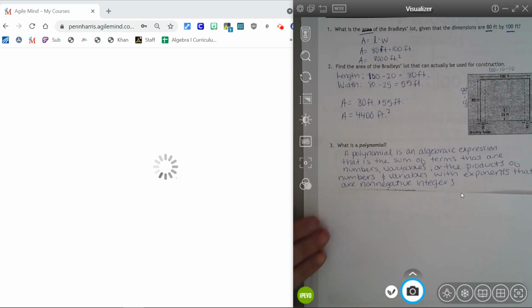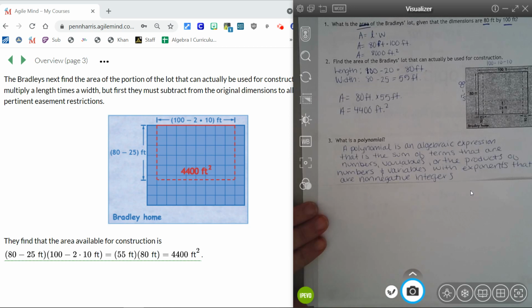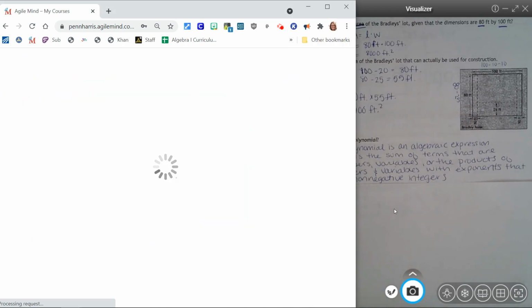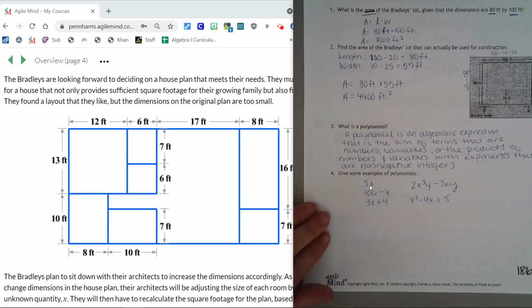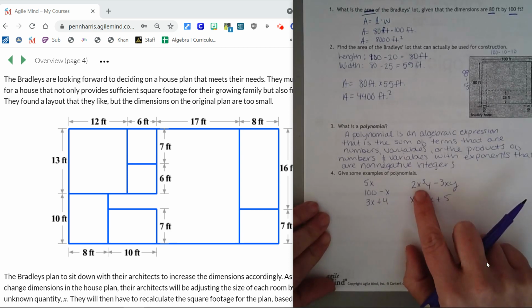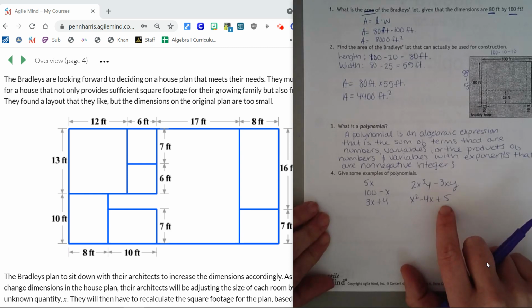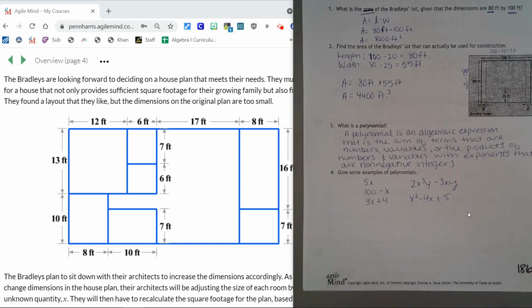Well, with that, guys, it's a lot of words here. A polynomial is an algebraic expression that is the sum of terms that are numbers, variables, or the products of numbers and variables with exponents that are not negative integers. Now, for all of that, let's just break it down. A polynomial can be 5x, 100 minus x, 3x plus 4, 2x to the third y minus 3xy, or x squared minus 4x plus 5, okay? As long as we are adding or subtracting numbers and variables, you're good with that.